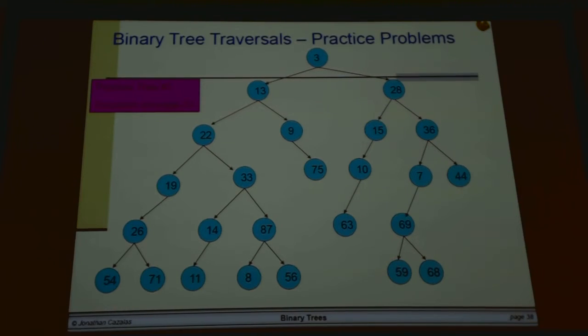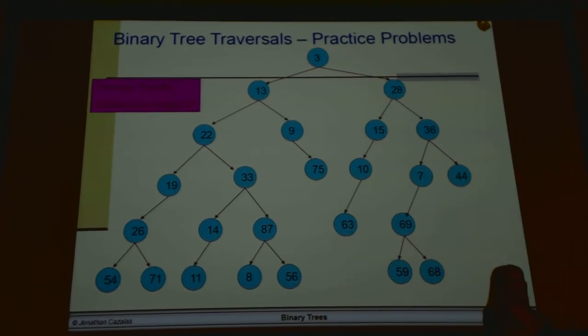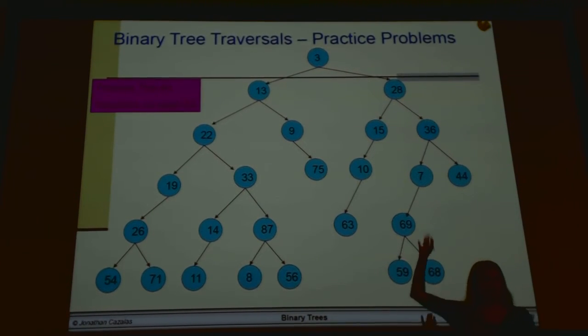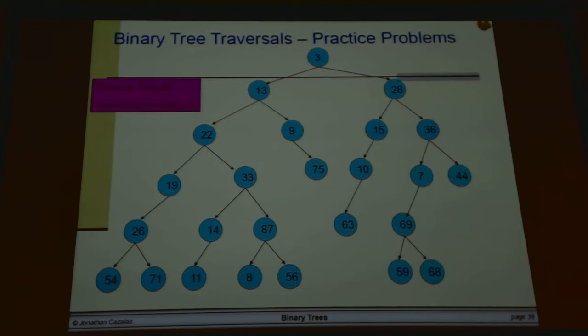So what number gets printed next? Who says it's 9? Who thinks it's 75? Who doesn't care? Okay. Remember, we print the left, the root, and the right. 9 has no left, so we can print the 9. Now we can print his right, 75. We have completely exhausted the right from our 13.